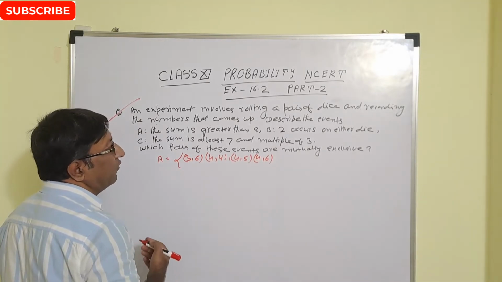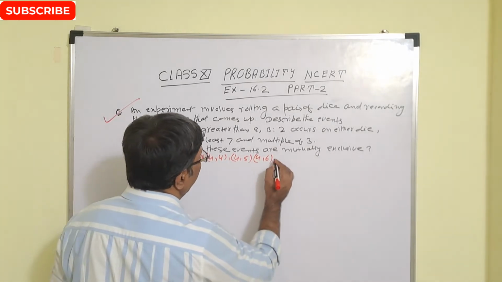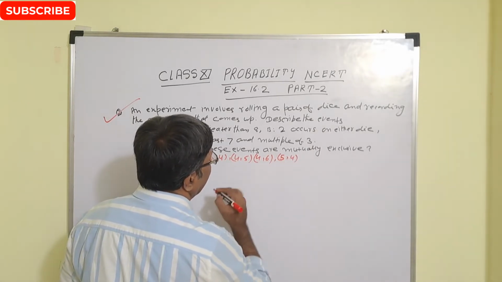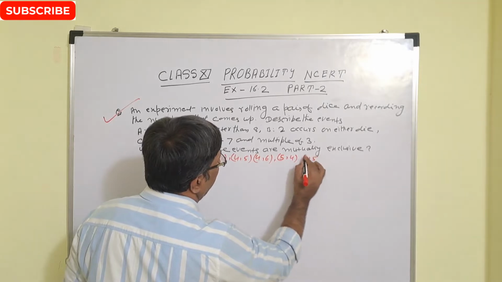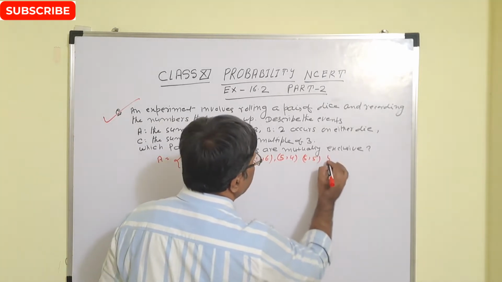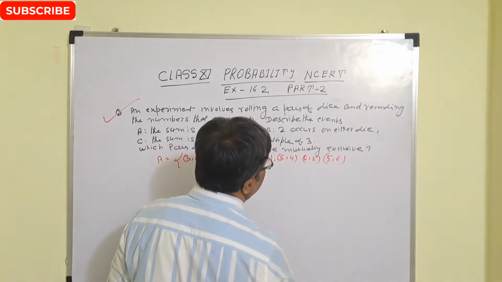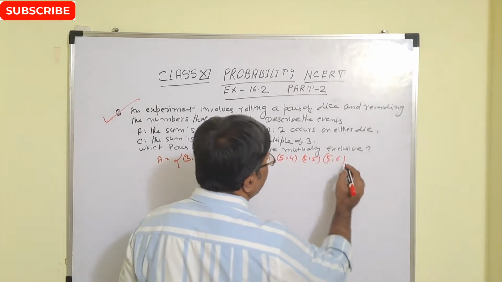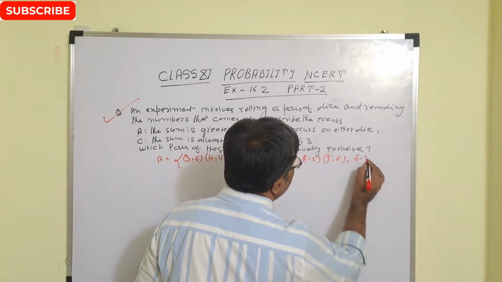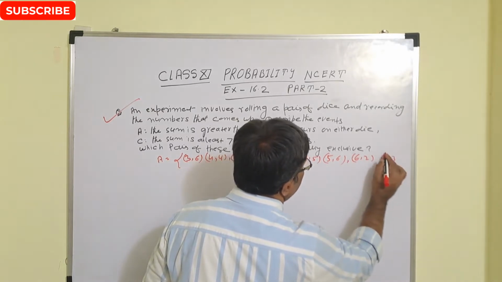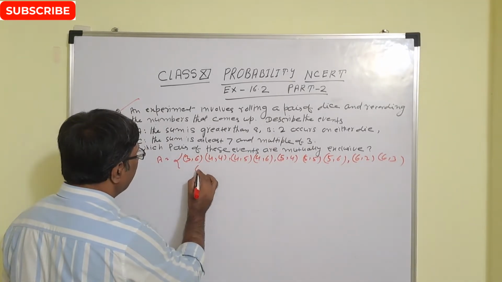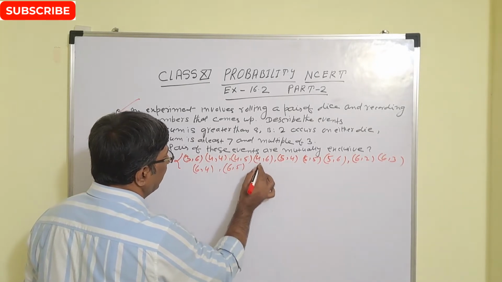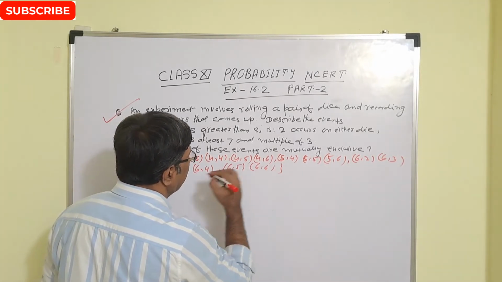So when we take from 5, this is 5, 4, and again 5, 5, and 5, 6. And when we take 6, it is 6, 2, 6, 3, 6, 4, 6, 5, and 6, 6.